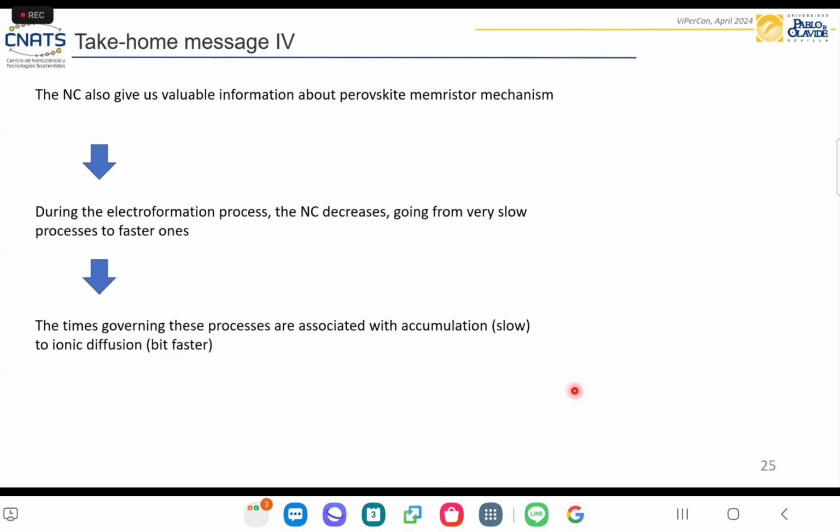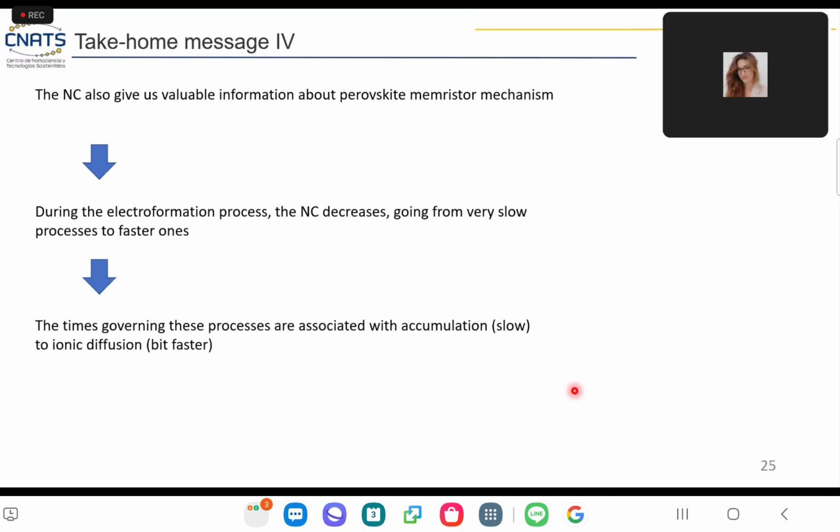And the last take-home message, I hope I'm in time, is that the negative capacitance also gives valuable information about the perovskite memristor mechanism. And during the electroformation process, this negative capacitance decreases, going from very slow processes to faster ones. And the timings governing these processes are associated with the accumulation of ions and the diffusion of the ions.